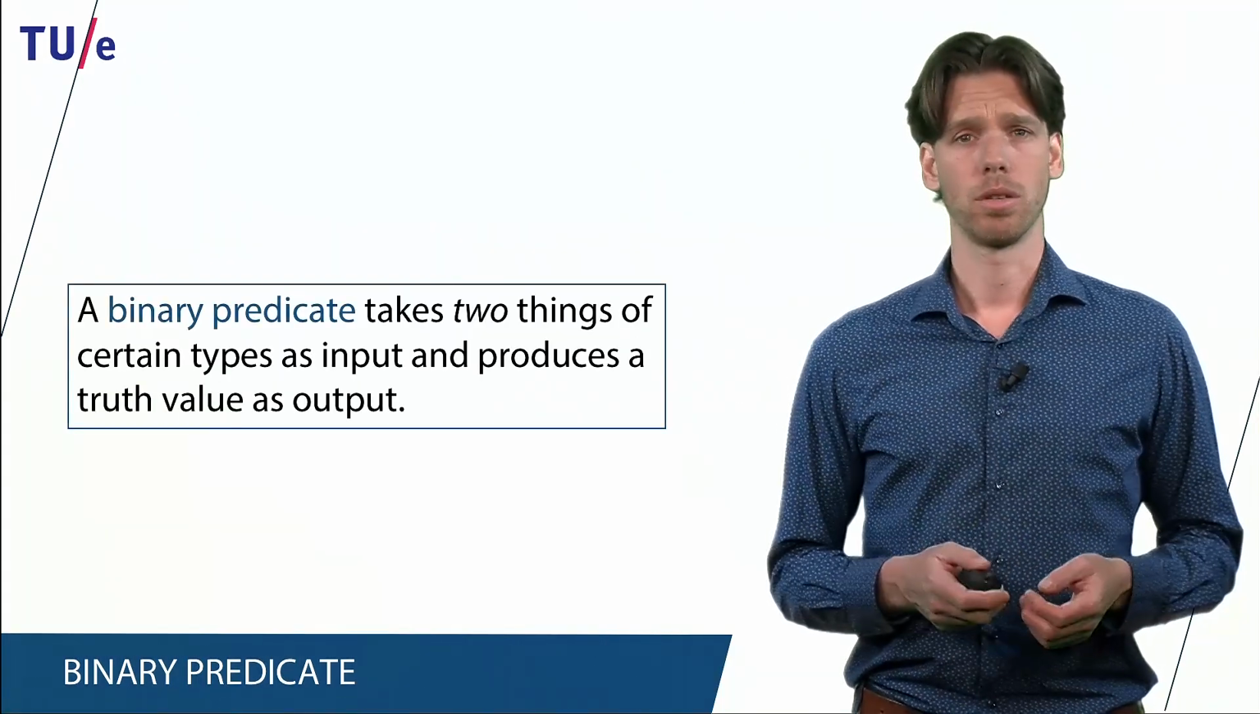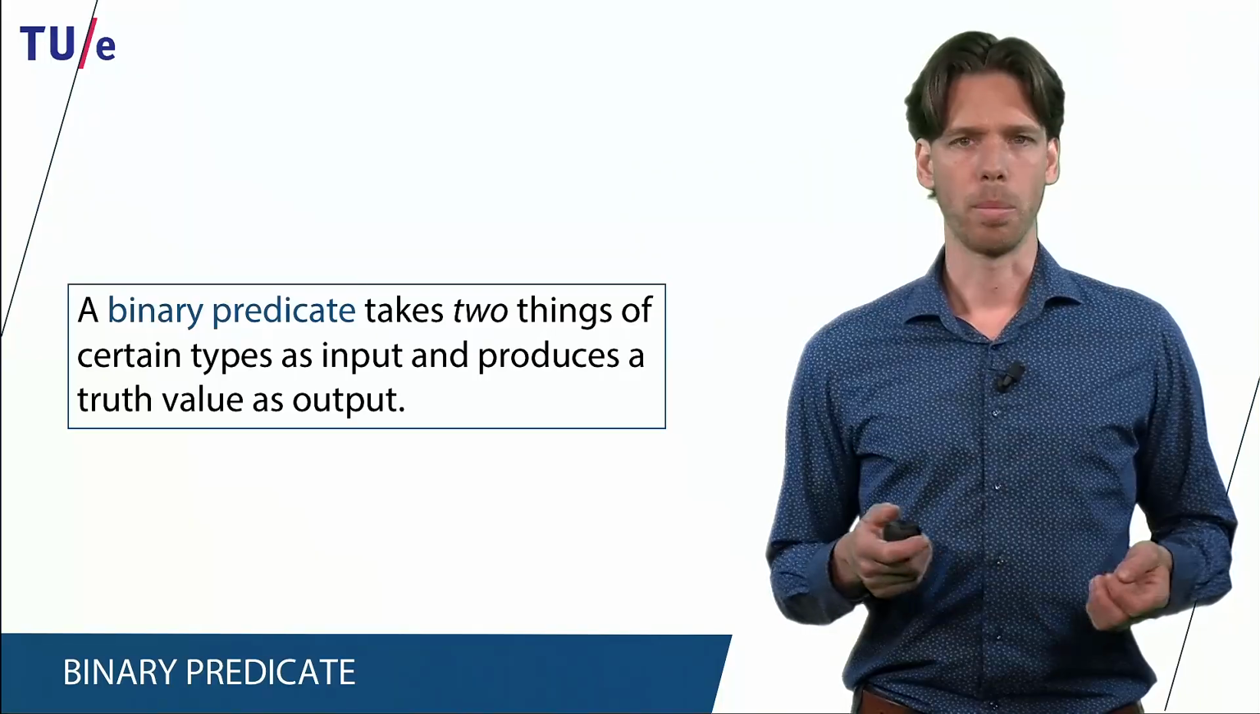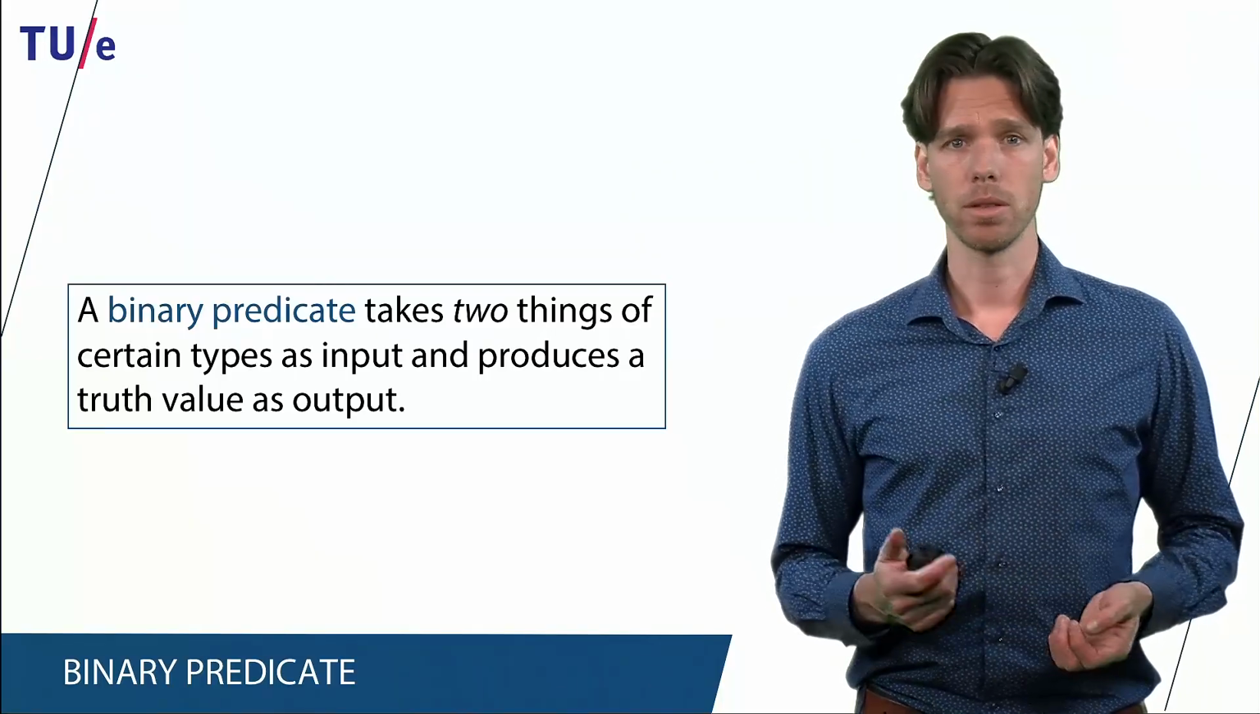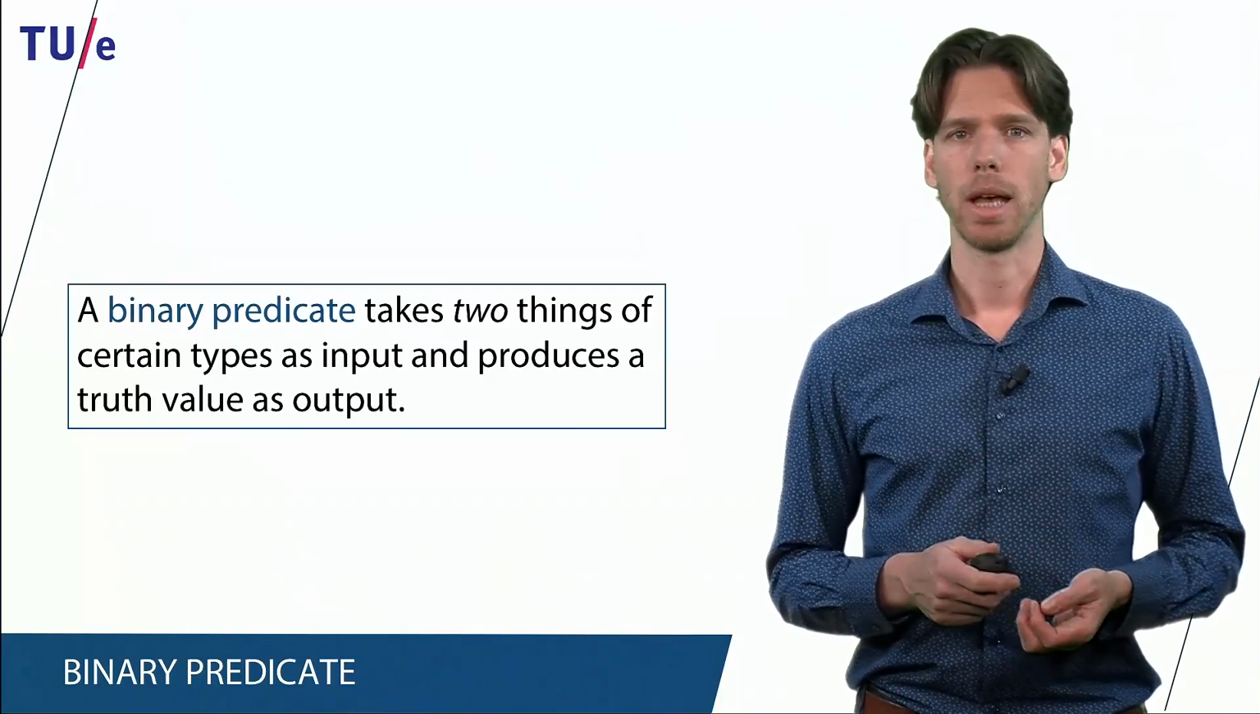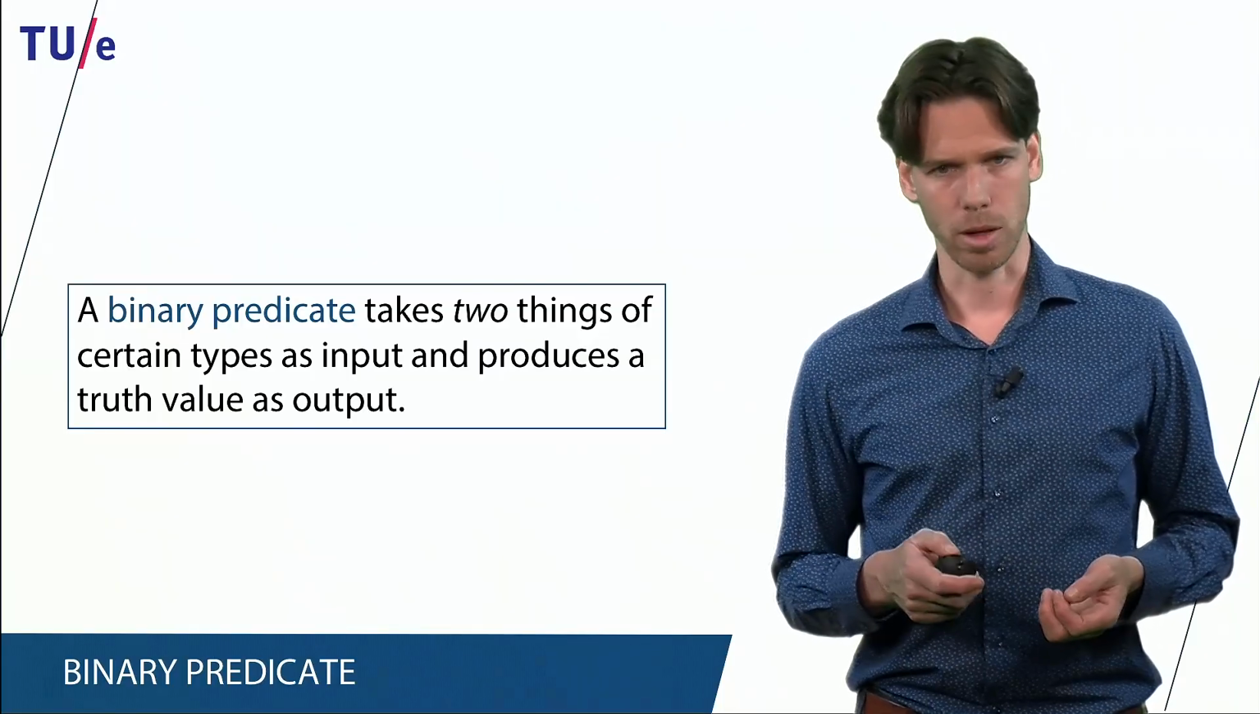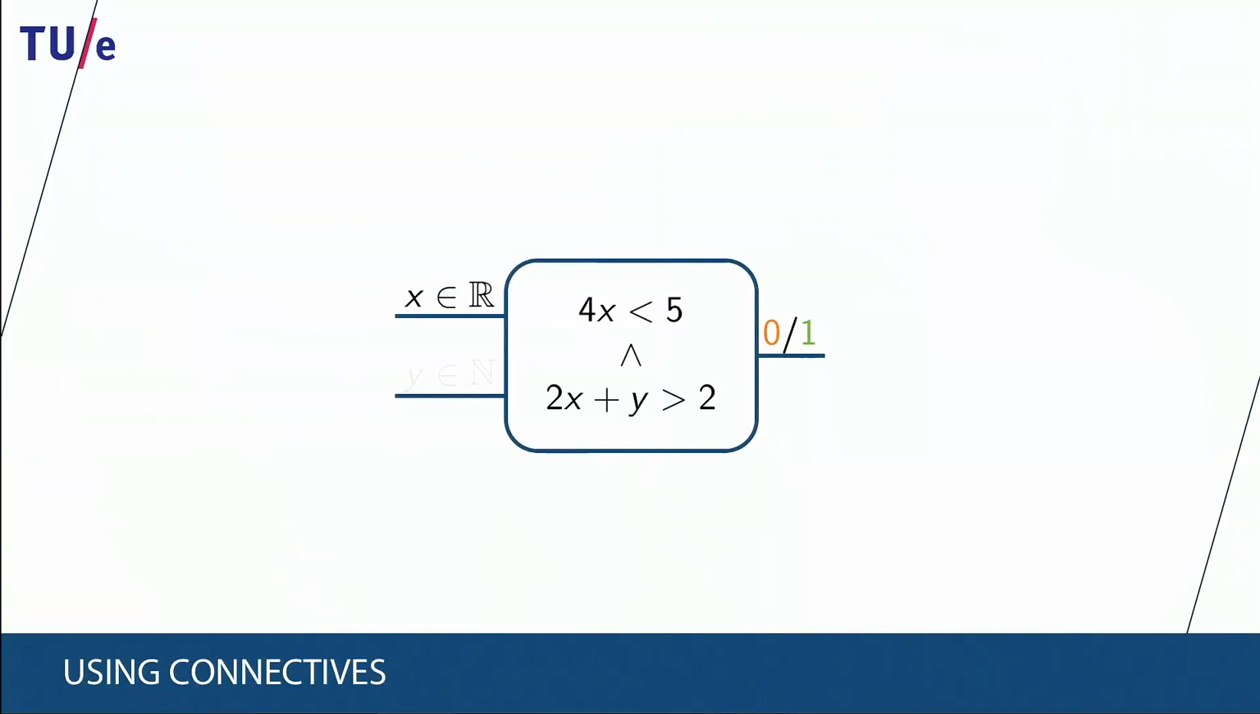Here's the definition of the notion of a binary predicate. A binary predicate takes 2 things of certain types as input and produces a truth value as output. We have already seen how complex predicates can be built from simple predicates, less than, operations, multiplication and addition, and constants. It is also possible to build even more complex predicates using the logical connectives we know from propositional logic, and also later using quantification.